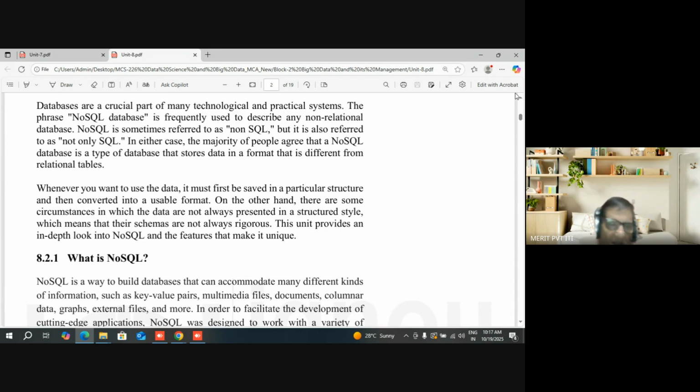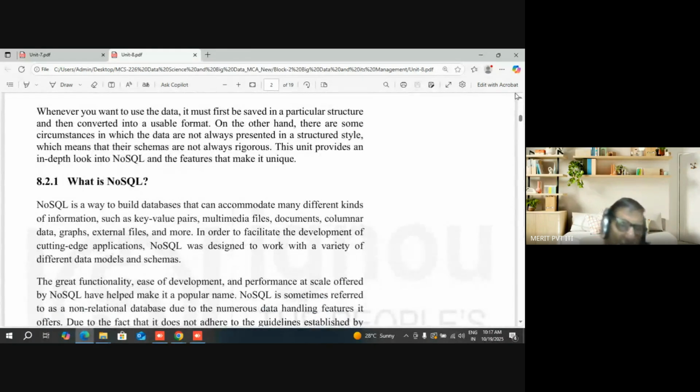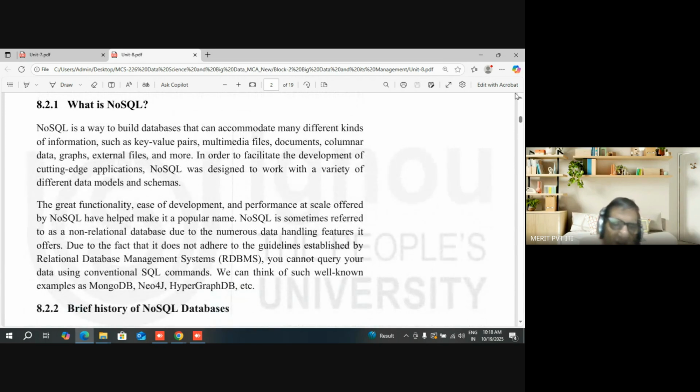This unit provides an in-depth look into NoSQL data that makes it unique. So what is NoSQL? It is a way to build databases that can accommodate many different kinds of information, such as key value pairs, multimedia files, documents, columnar data, graphs, external files, and more. So in order to facilitate the development of cutting-edge applications, NoSQL was designed to work with a variety of different data models and schemas. The great functionality, ease of development, and performance at scale offered by NoSQL have helped make it popular.